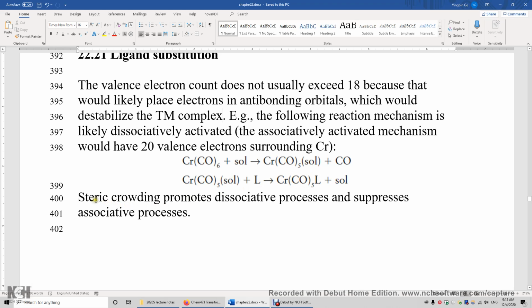Finally, if you have bulky ligands, steric crowding may promote dissociative processes, because that's going to be more stable, and suppress associative processes, because this is going to be less stable in a steric crowding environment.